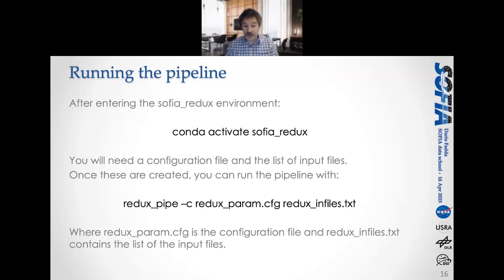So redux_pipe -c, which stands for configuration, the redux parameter configuration. This is the file where we are getting all the configuration parameters. And then the list of the files that you want to put together, so redux in files.txt. Why am I doing this with no graphical interface? Because with the graphical interface it is pretty difficult to recover all the files. If you remember, we had the files in a very remote directory. So I prefer to get the list of my files and use the command line.